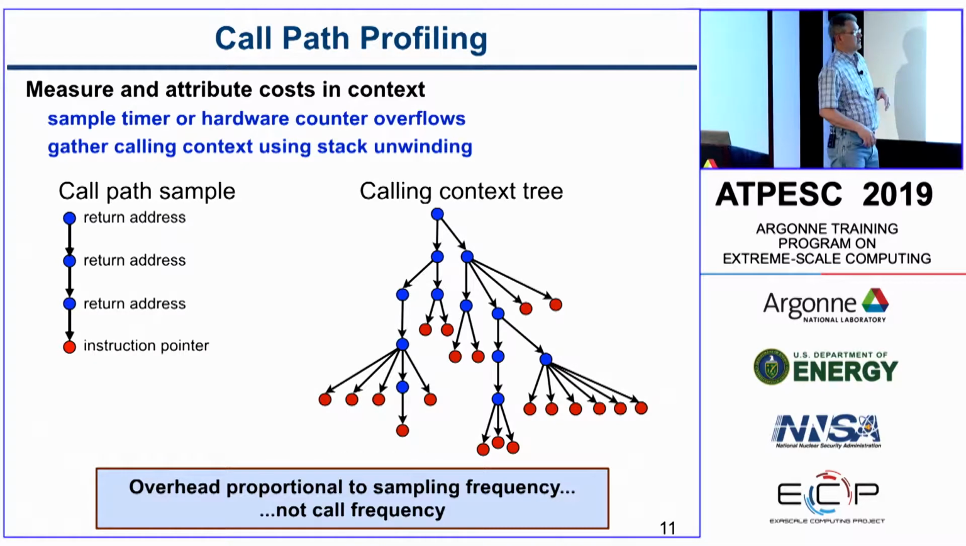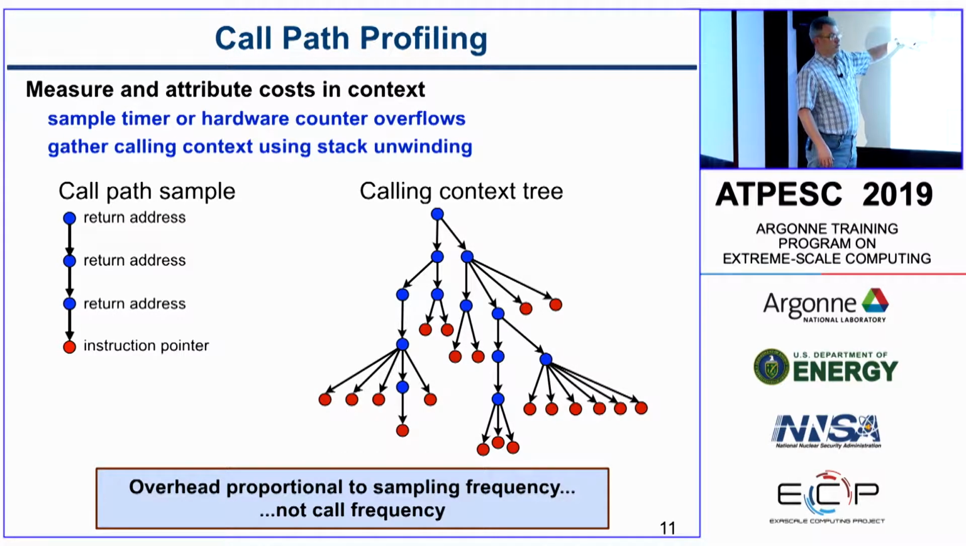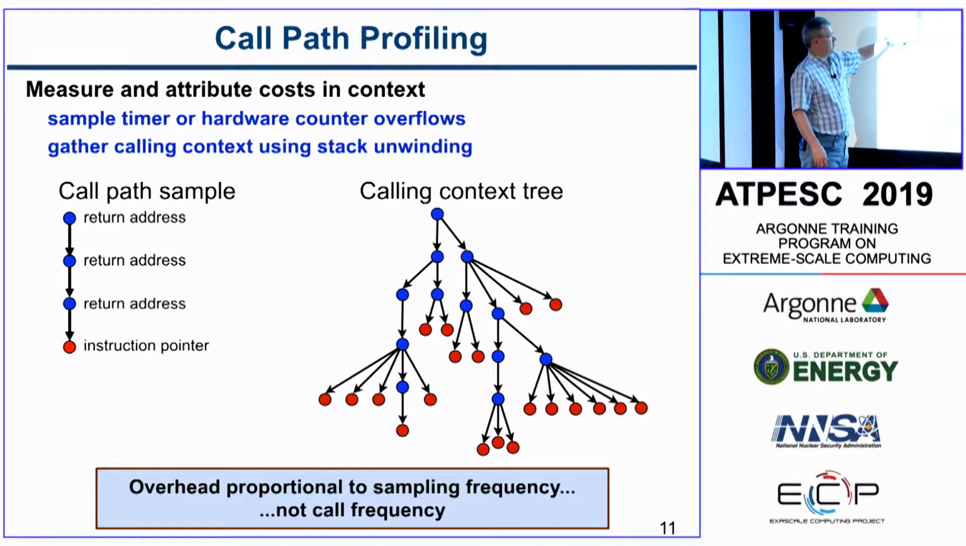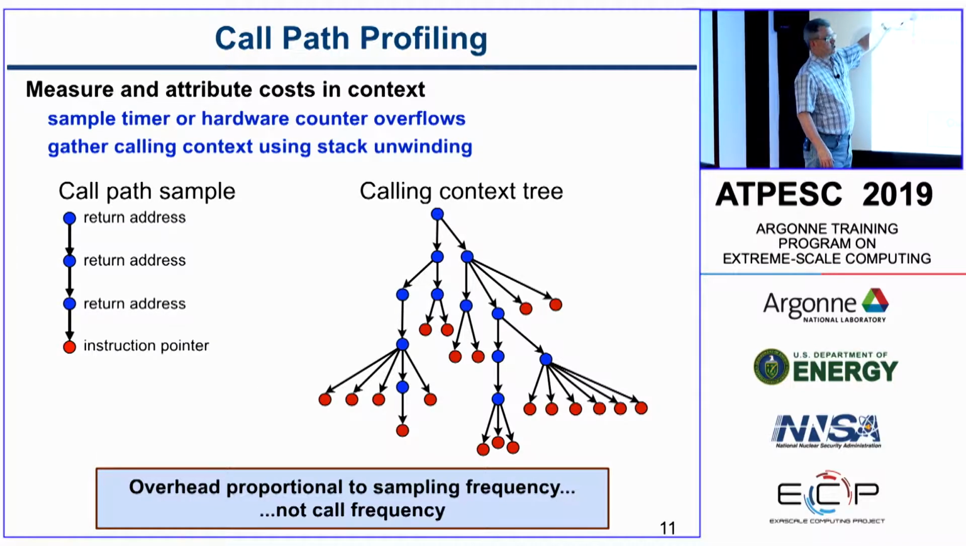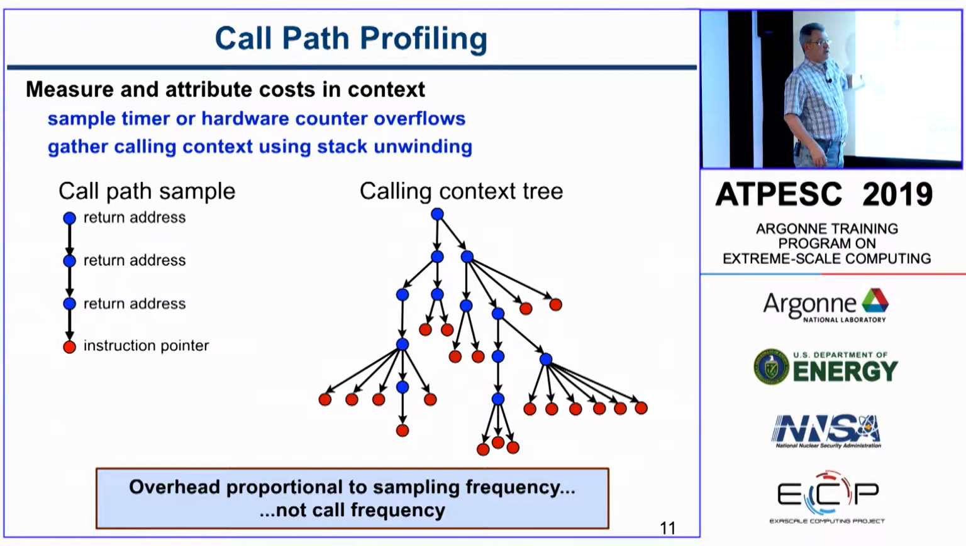Every one of these interrupts is at a particular place in the code, a particular instruction pointer. From where we are, let's say we're in some routine C, then we'll find the return address and say, well, we're called from B, who's called from A, who's called from main. So we get a call chain that tells us where the costs were incurred.